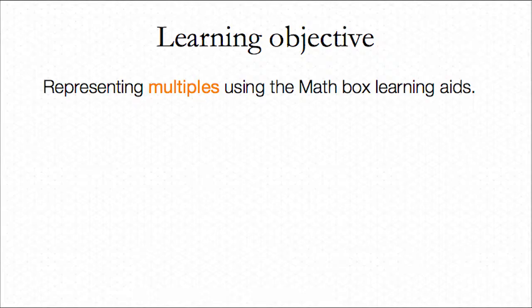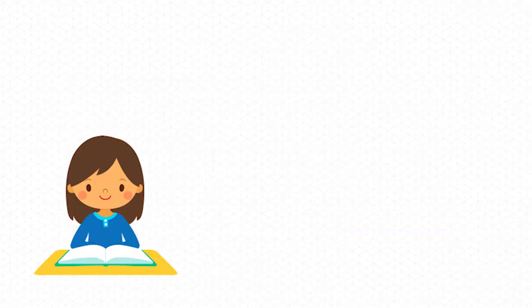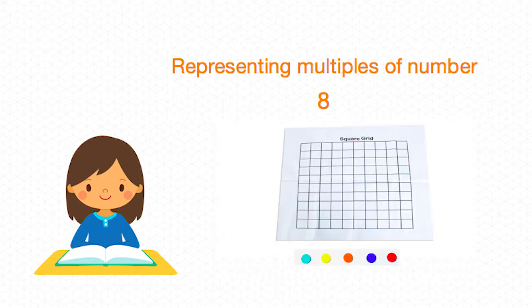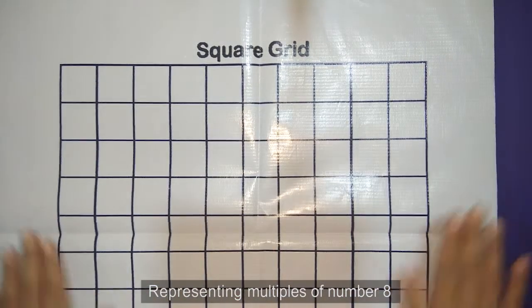In this video, we will discuss how to represent factors and multiples using the MathBox learning aids. So let's start with representing multiples of number 8. I'm going to use color counters and the squared grid mat. Now I'm going to place the squared grid mat on the table.